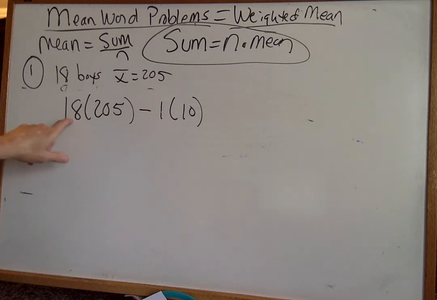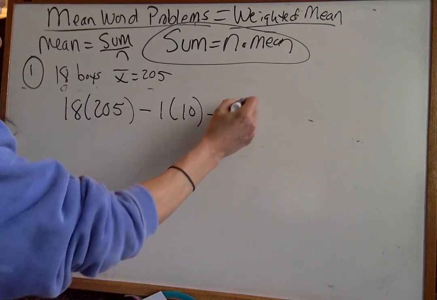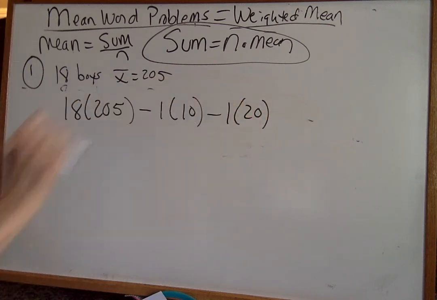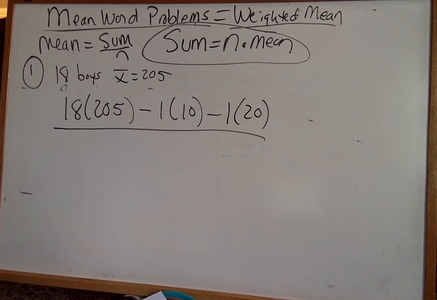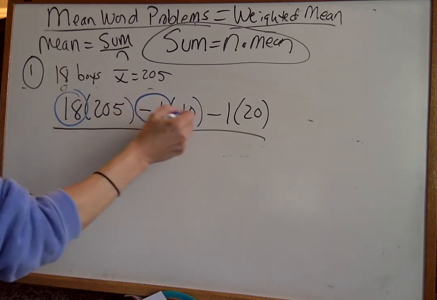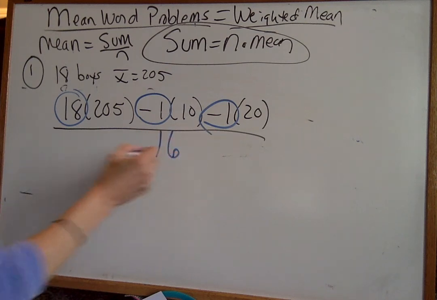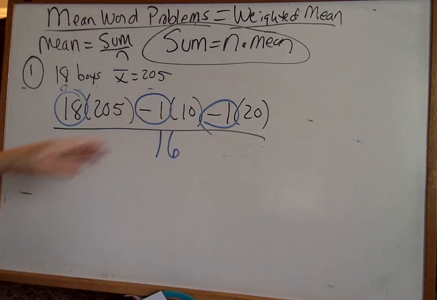You know, I had 18 boys at their average. I'm kicking 1 boy out with his number. Gotta make sure I read my problem right. I'm kicking 1 more boy out who had a 20. And again, the problem does say, what's the mean for the other 16 boys? But let's make sure you know where that 16 came from. Yes, I had 18 minus 1 minus 1. Yes, that gives me 16 because I kicked those 2 out of my data set.